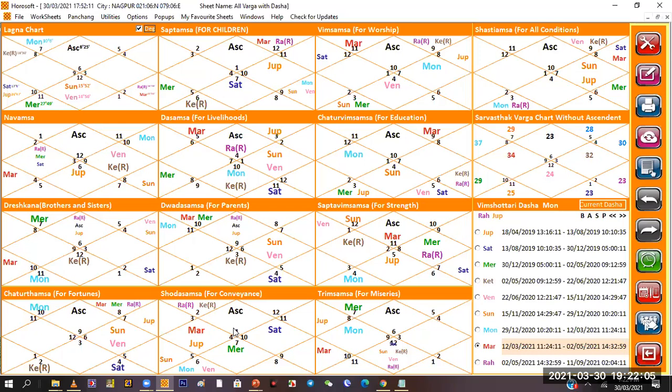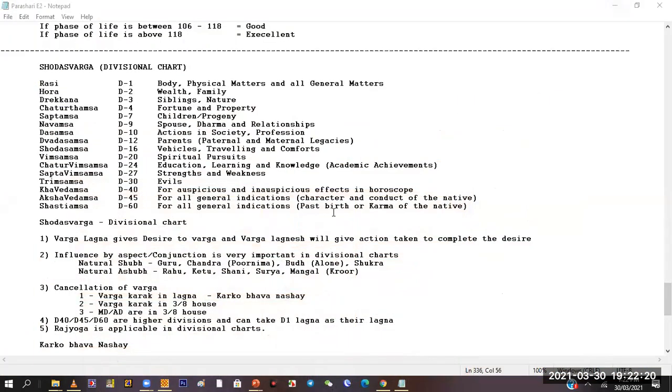So with our method, if the result is coming yes, and still that event is not happening, then we need to immediately check whether Shodashvarga is allowing it or not, because this is the rule of exception. Okay, so we will see those rules.